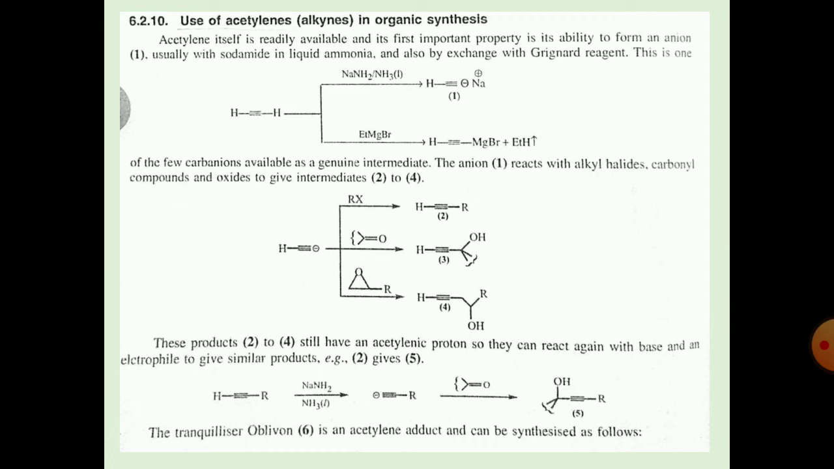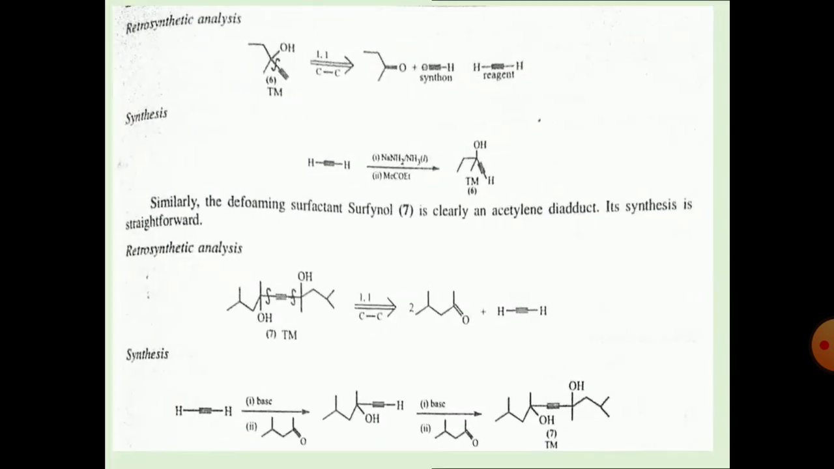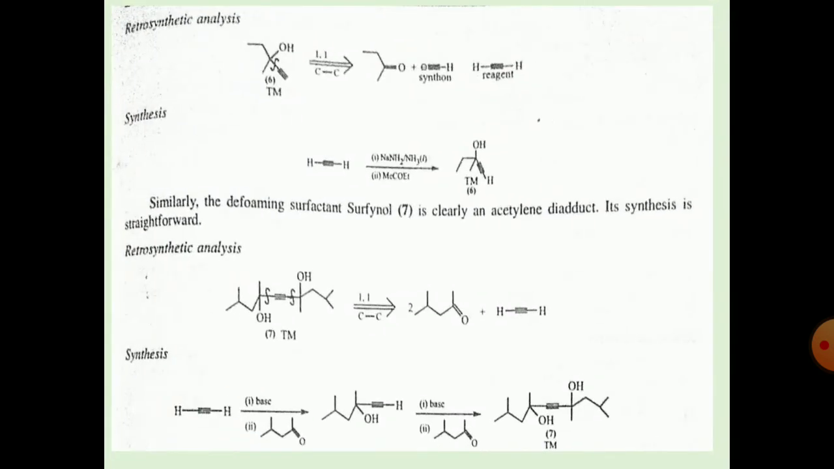The compound 6 is an acetylene adduct and can be synthesized as follows. The retrosynthesis of this reaction: the first step is a 1,1 carbon-carbon bond disconnection of the target molecule, and the formation of this ketone, a synthon and a reagent. Okay, this anion is the synthon and this acetylene molecule is the reagent. This synthesis is simple.